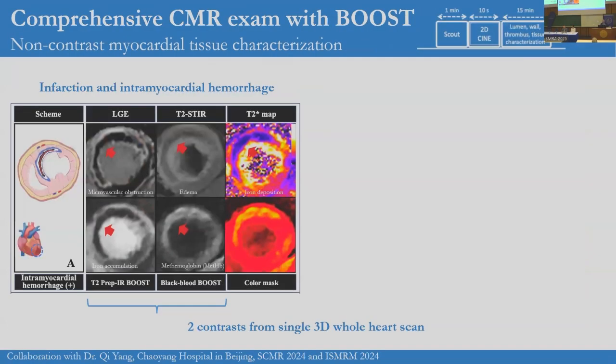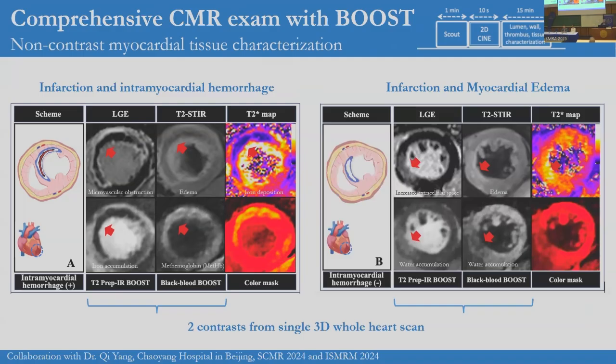And these are some data that were given to me by Dr. Qi Yang from Beijing. They were using this boost sequence to do myocardial tissue characterization. So this is a patient with infarction and intramyocardial hemorrhage, and you can see the iron accumulation in the first heartbeat of the boost sequence, and also in the second heartbeat because it has a short T1 relaxation time. But it can also be used for, for instance, infarction with edema. And again, in both heartbeats, you can now visualize the edema, which obviously is water accumulation, and T1 and T2 are sensitive to that.